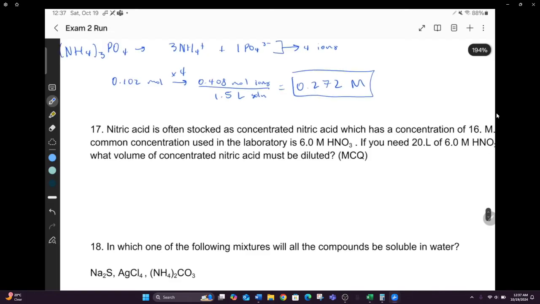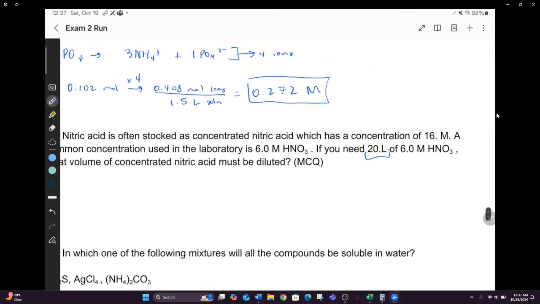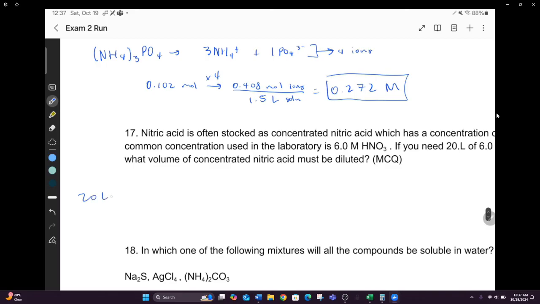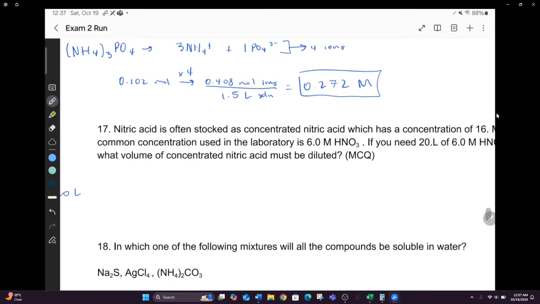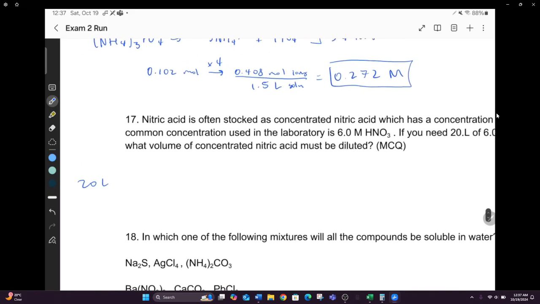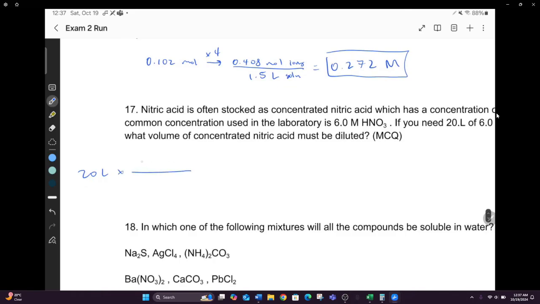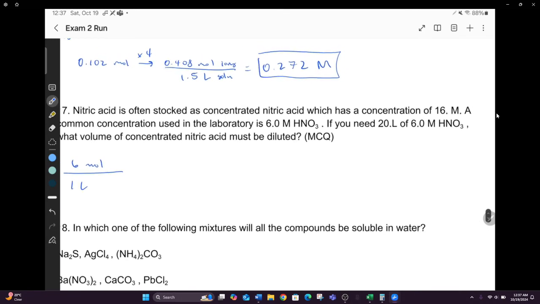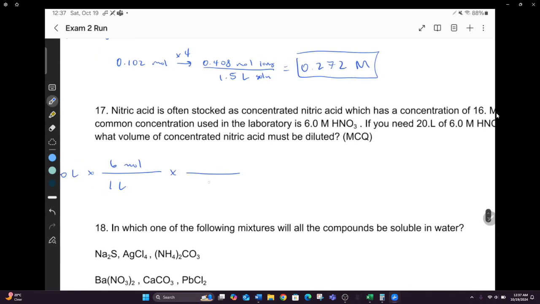So let's start with, we're needing 20 liters, right? So let's start with that. We have 20 liters that we need. We need 20 liters of this 6 molarity solution. So we're going to do 6 moles per 1 liter, right? The concentration that we have is 16 moles per liter. So to cancel our units, we're going to have 16 moles on the bottom and 1 liter on top.